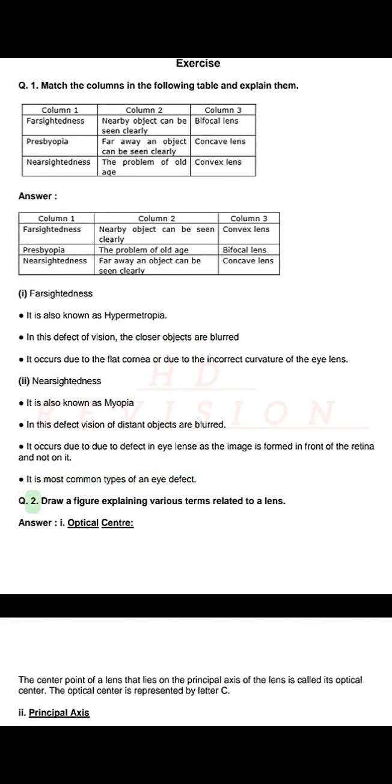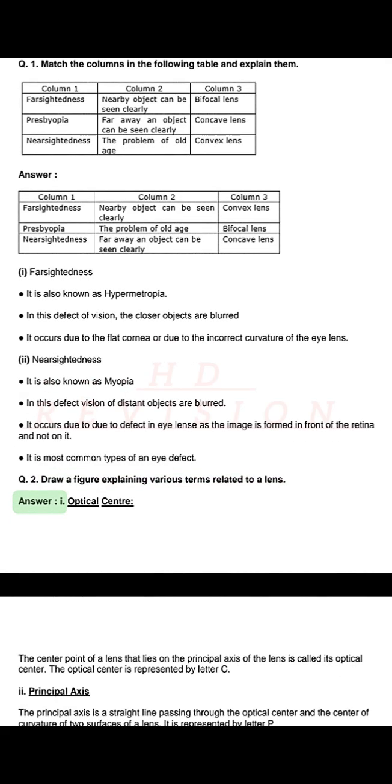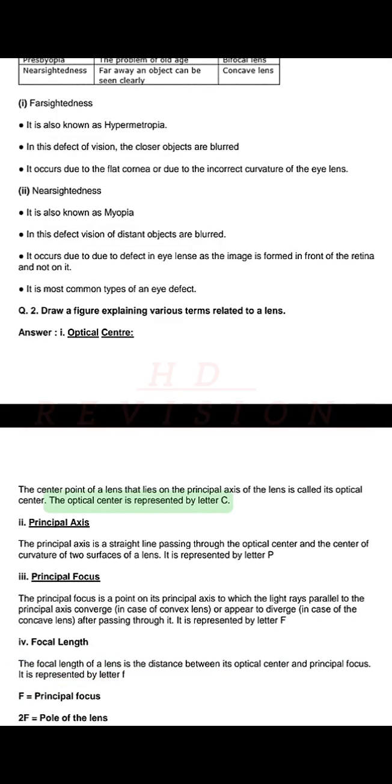Q. 2. Draw a figure explaining various terms related to a lens. Answer. I. Optical center. The center point of a lens that lies on the principal axis of the lens is called its optical center. The optical center is represented by letter C.